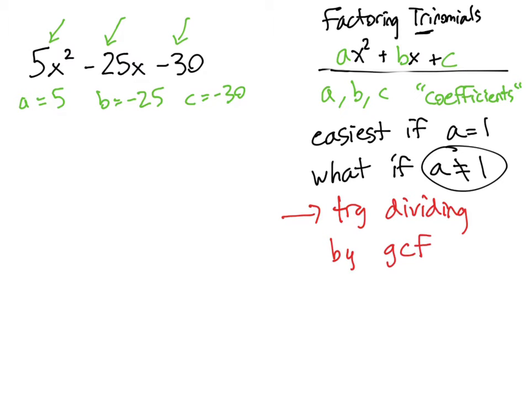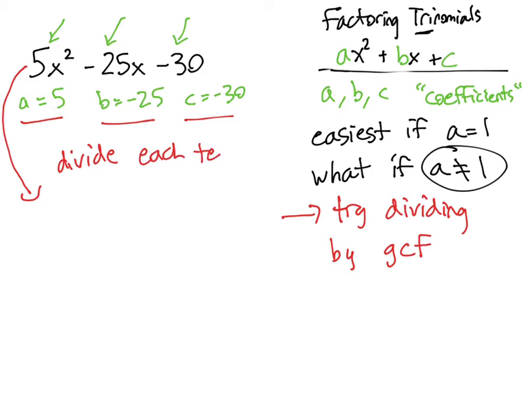The first thing that we should try is looking for a greatest common factor of each of these terms, a GCF. So that is a number that we could possibly divide all three of these terms by. And looking at the coefficients we have in this example, 5, -25, and -30 are all divisible by 5. So we're going to divide each term in this polynomial by 5 because that is the GCF, greatest common factor, the biggest thing we could divide each of those by.